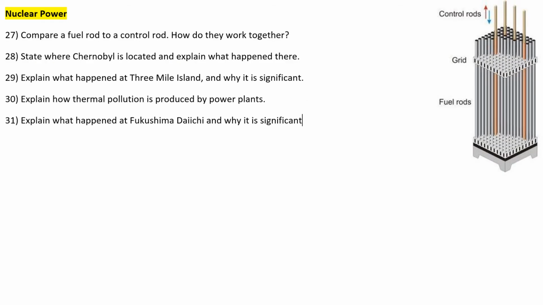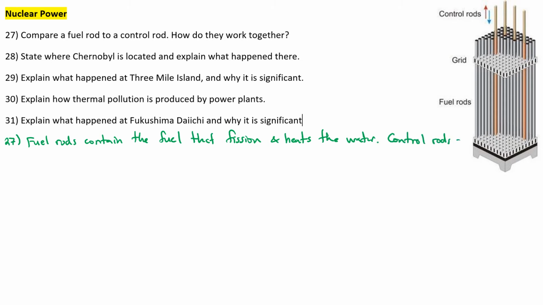Compare a fuel rod to a control rod. How do they work together? So a fuel rod, I'm going to write down here in the open space, fuel rods contain the fuel that fissions and heats the water. The control rods are used within fuel rods to control reactivity, absorbing the excess neutrons specifically.